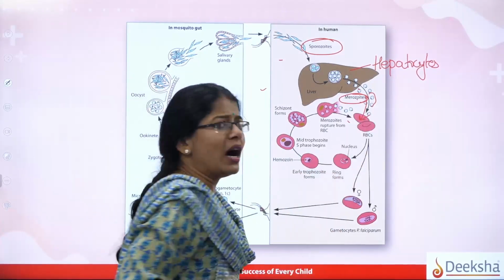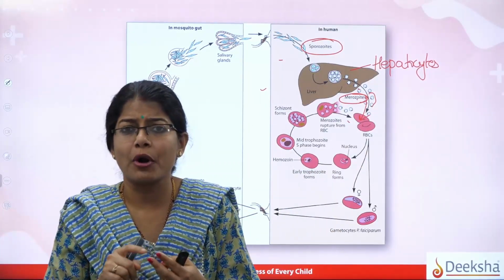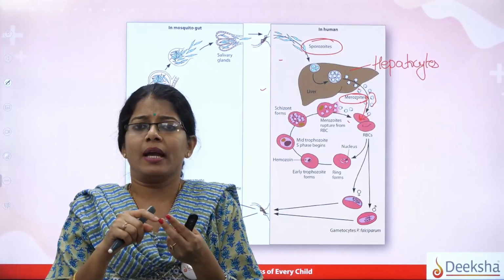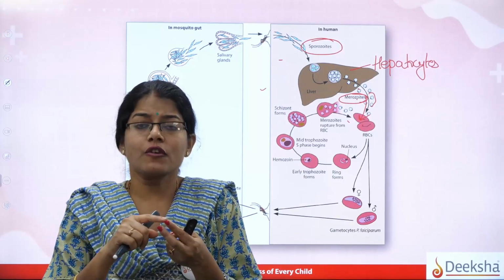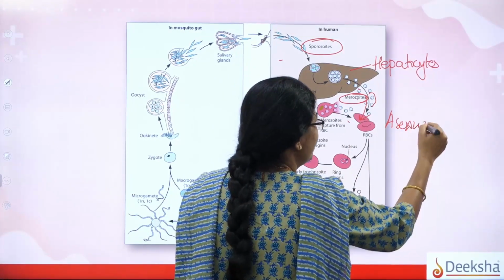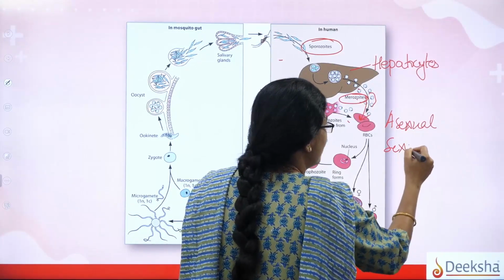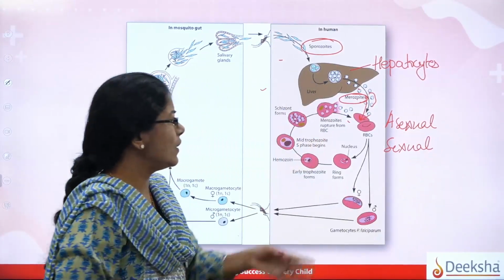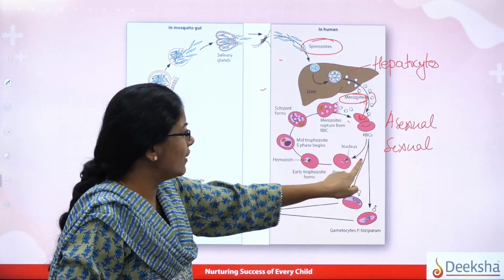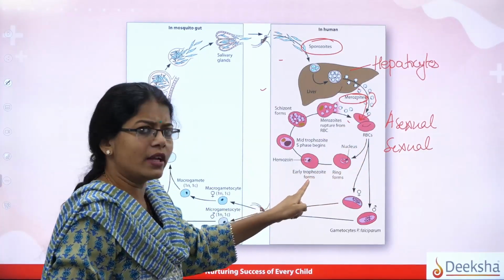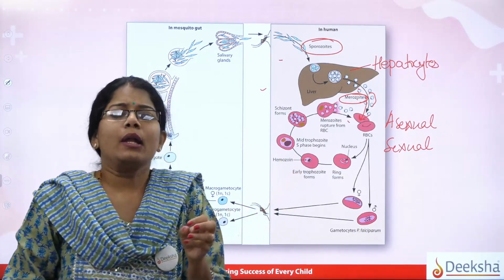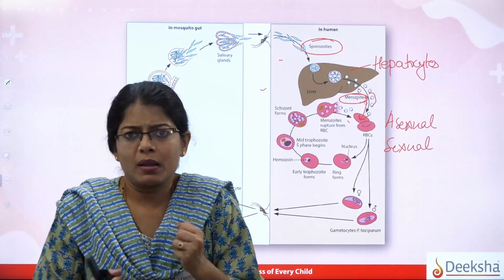Once they come into RBCs, remember student, that's a very important turning point of the entire life cycle. They show two types of multiplication. First of all, they show asexual methods of multiplication, as well as a sexual phase also. So let us understand the asexual method of multiplication of the parasite. This merozoite slowly develops into a ring stage, then the trophozoite, and then a stage comes where it will rupture the RBCs.